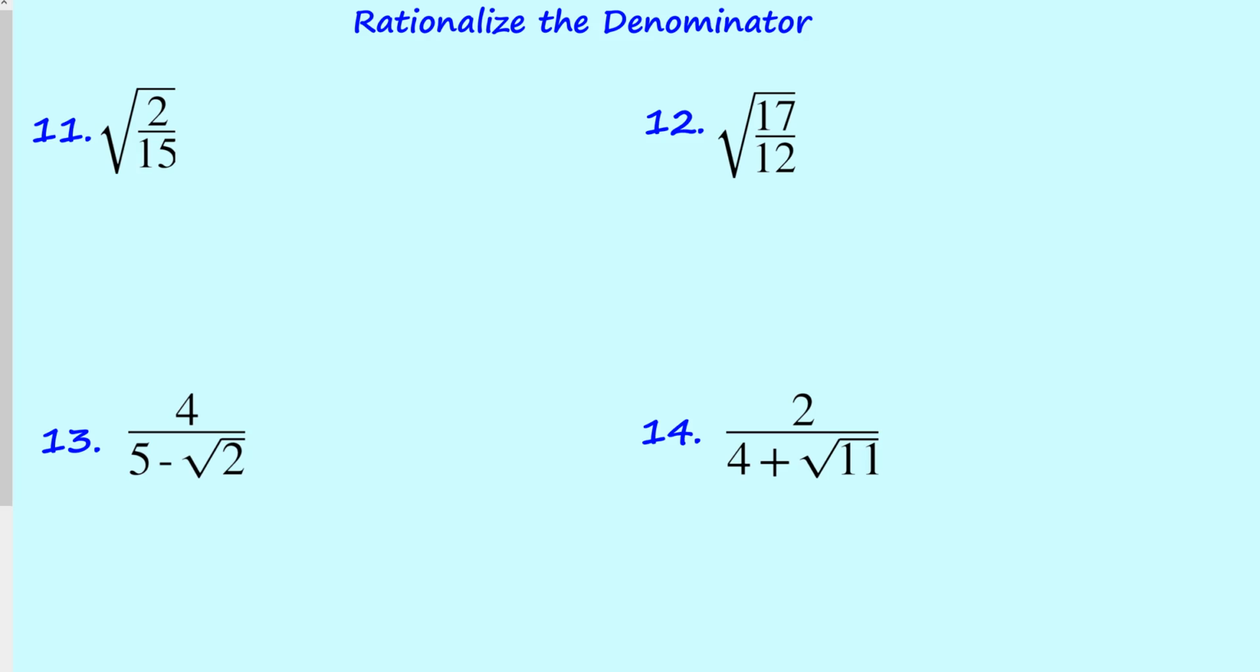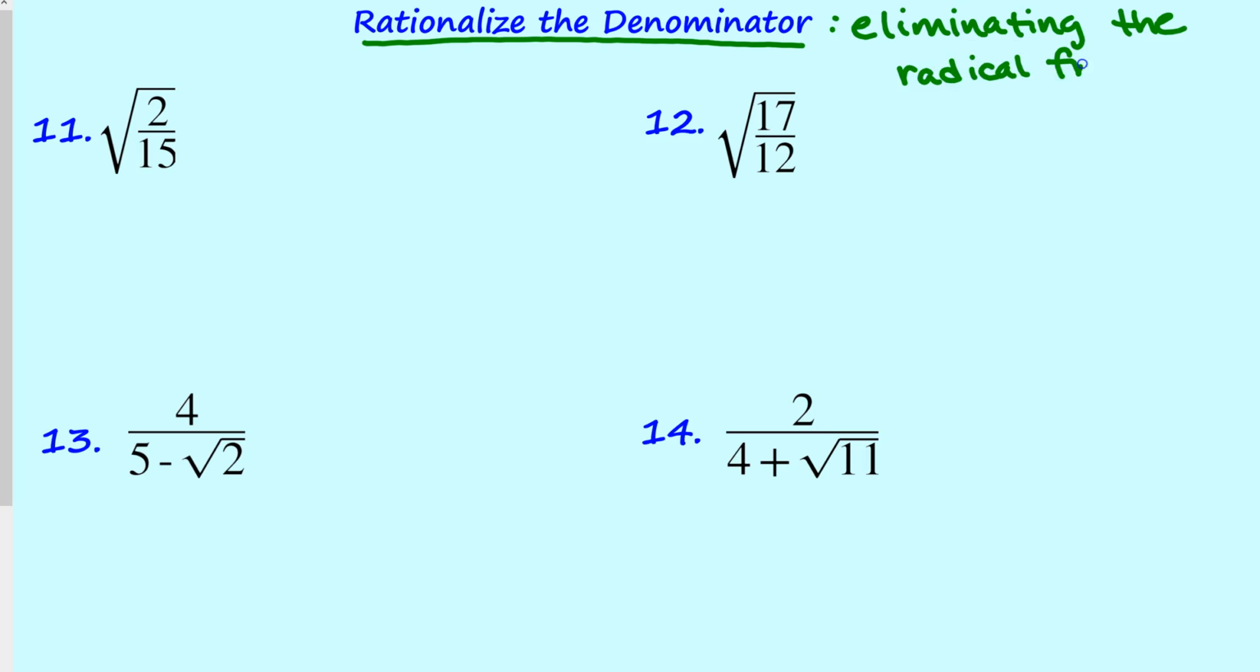Okay, the next part of the lesson is called rationalizing the denominator. Rationalizing the denominator is the process that you use to simplify an expression so that there will no longer be a radical in the expression. So it's eliminating the radical. I should say there will no longer be a radical in the denominator of the expression. I might have left that word out. Eliminating the radical from the denominator.